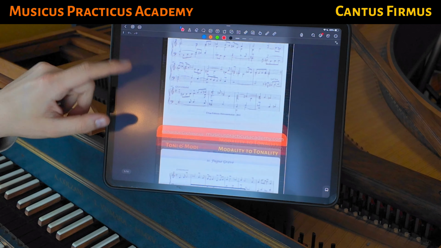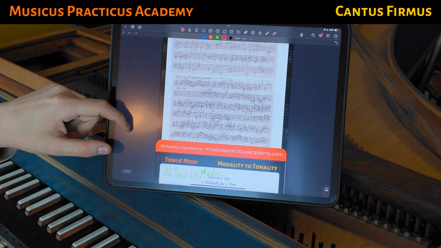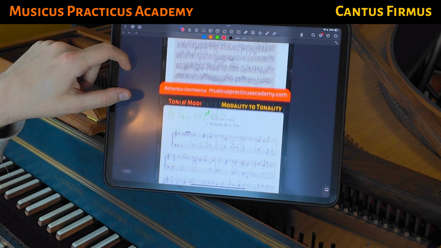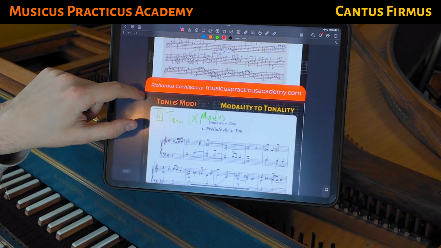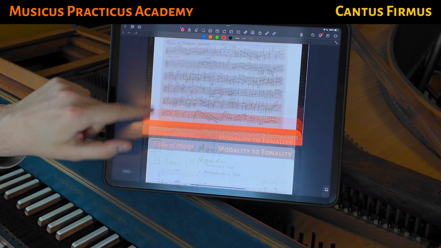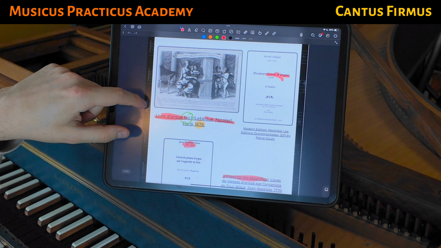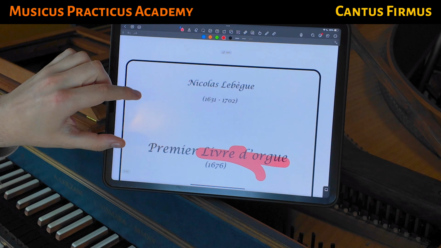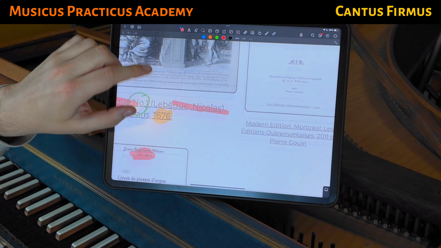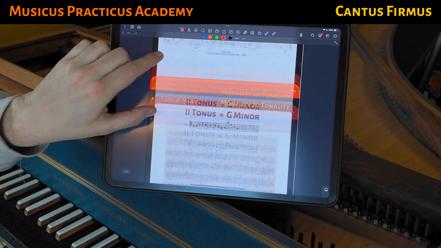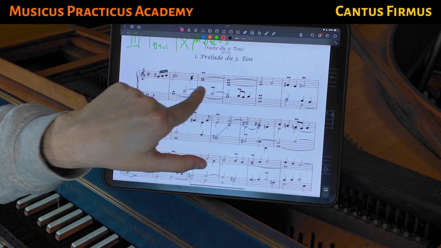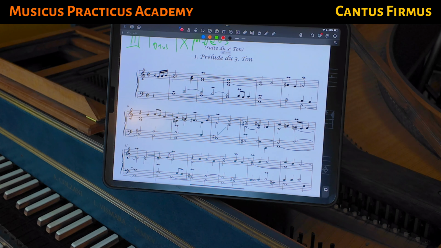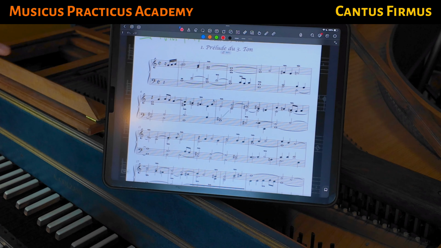Okay. Let's take an example. So we're at the very beginning. We have the prelude of the third tonus by Nicolas Lebegue. How do you say this in French? You'll tell me in the comments. Okay. Here we have the third modus, or better, tertius tonus, which became A minor, as you can see.